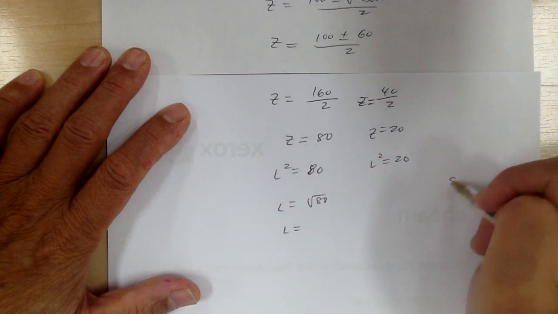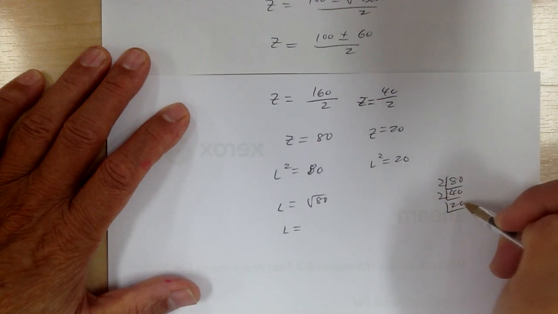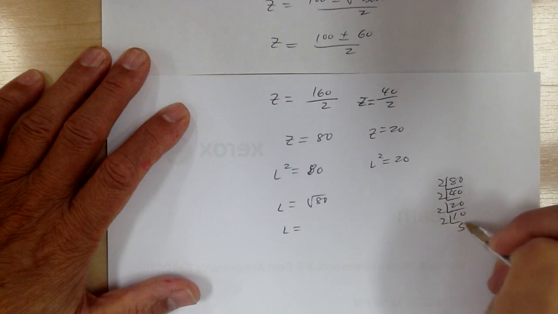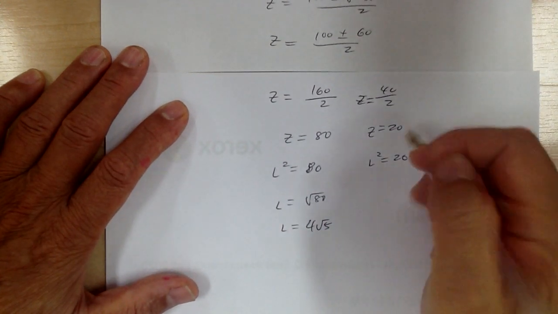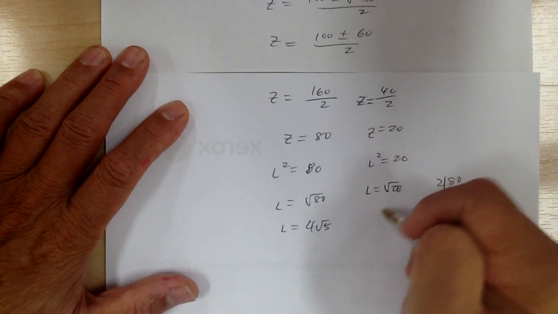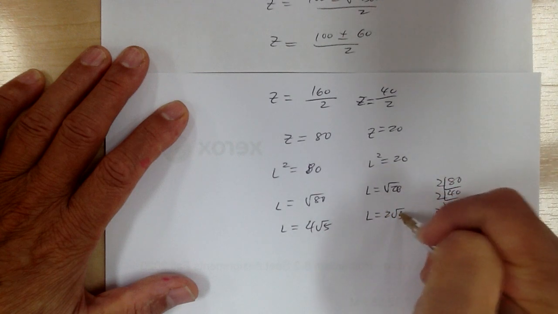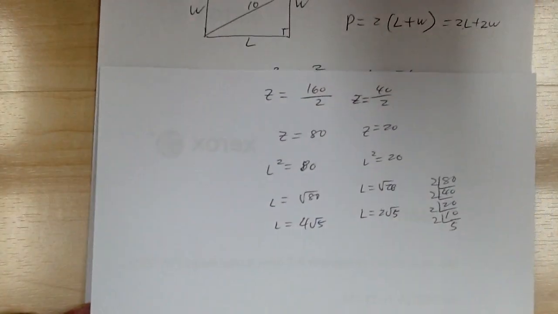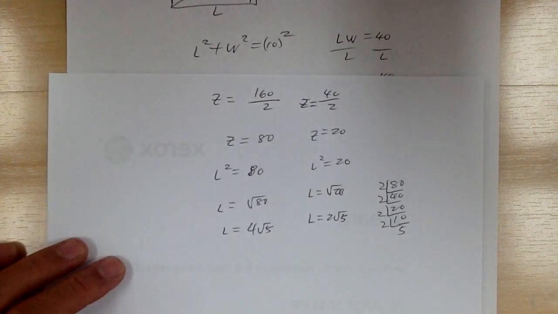So do all this stuff over here. Okay, so you're going to get 4 square root of 5. And L equal to square root of 20. So L equal to 2 square root of 5. Okay. So once you do that, then you can find this over here.